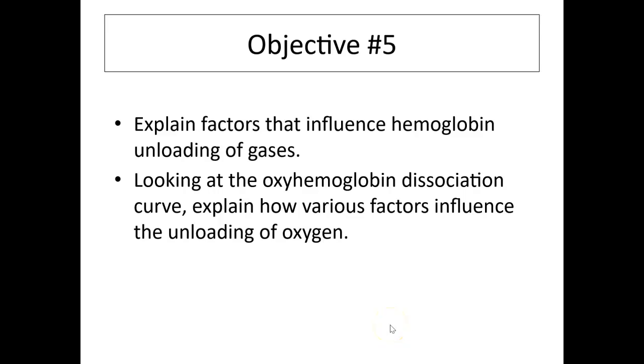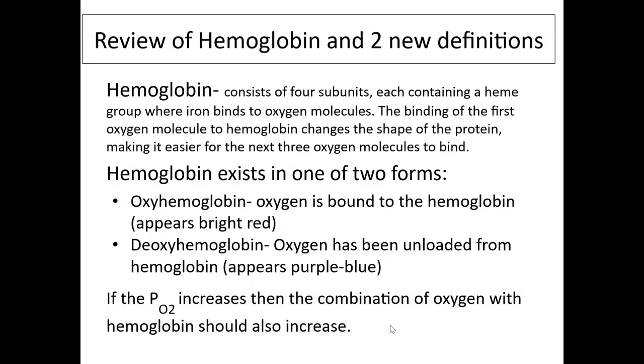In this video, we will be discussing and looking at a graph to help understand the factors that influence the unloading of gases from hemoglobin. However, before we begin, it's best to be reminded of the structure of hemoglobin and how that relates to function. Hemoglobin is a protein that has 4 subunits, each containing an atom of iron that can reversibly bind to a molecule of oxygen.